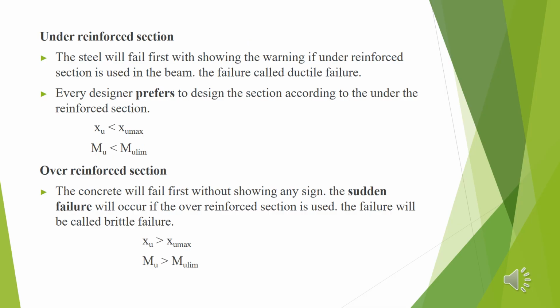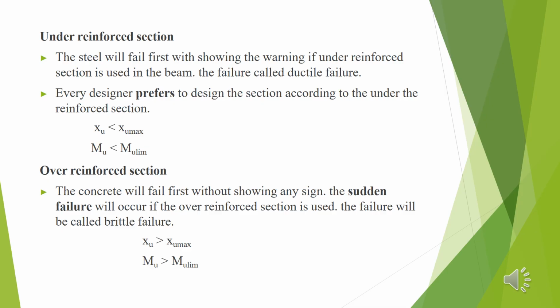And the second one is the under reinforced section, where the steel will fail first, showing a warning, if the under reinforced section is used in the beam. This failure is called ductile failure. Every designer prefers to design the section as an under reinforced section. Like if you are able to calculate the area of steel that is required for a beam, and the area of concrete required for a beam, you are going to provide enough concrete for the beam.